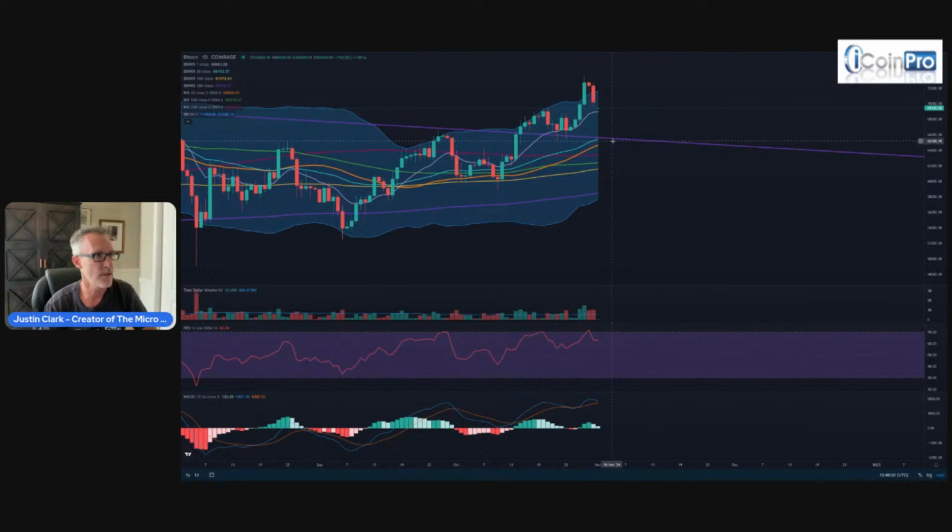If we do go lower than that, then we're looking at about 65. We've got to stay above 60. The last line of defense of the bull scenario is about 58K right now. That's this dark purple line.